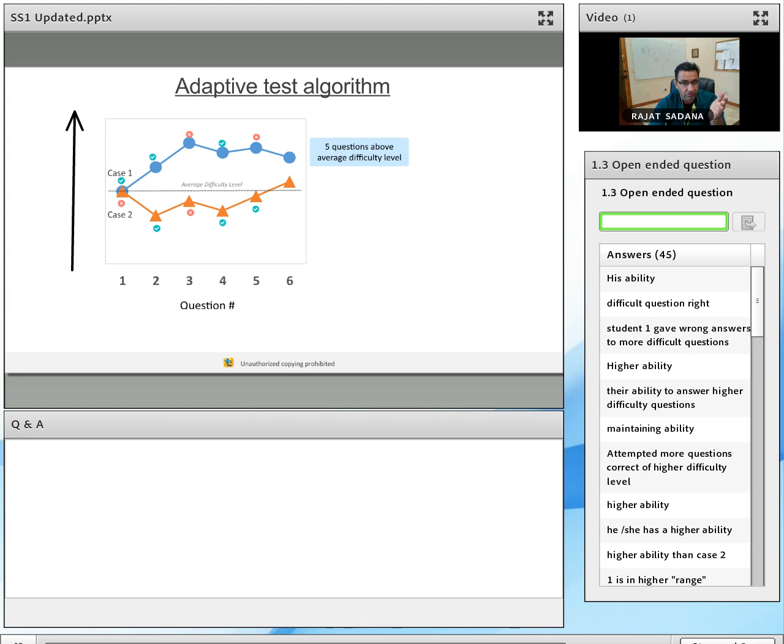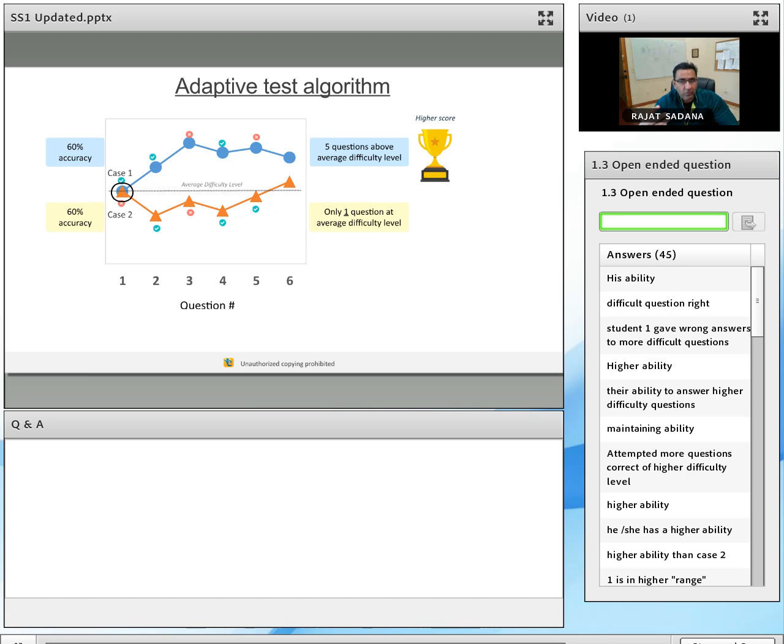when you observe this, student 1 got 5 questions. Each one of those questions was above the average difficulty level. Student 2 only got 1 question, and that was at the average difficulty level, and that was this question number 1 over here. Both of them have identical accuracy. Both of them answered 3 out of 5 questions correctly. But despite that, because of the difficulty level of questions, student 1 was doing better.